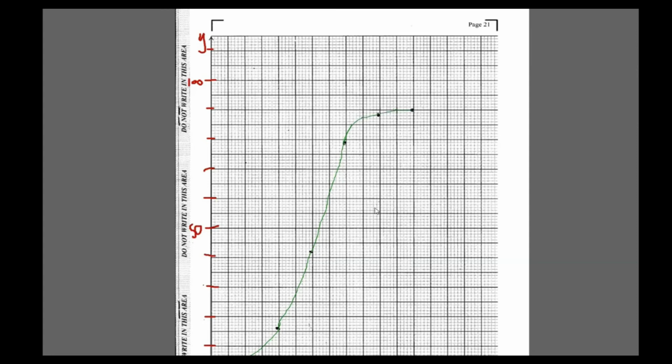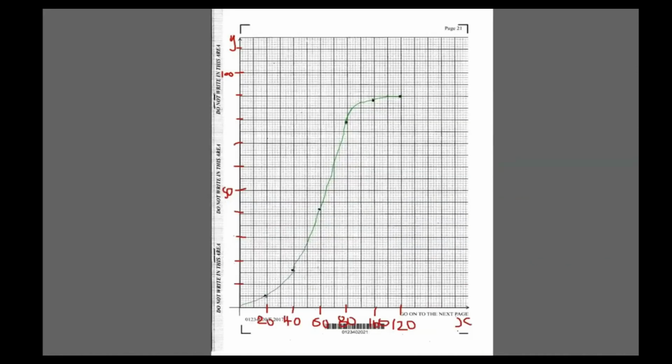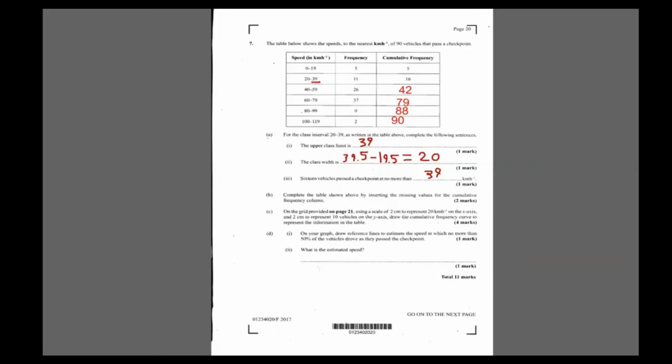If you're wondering how I plotted these points, let me put a table to represent what I plot on the x-axis. I'm going to write a table called x-axis. On the x-axis, you are plotting the upper boundary values. So you plot 19.5, that's the upper boundary right there. 39.5, 59.5, 79.5, 99.5, and 119.5. These are the upper boundaries we plot. Nice and easy.